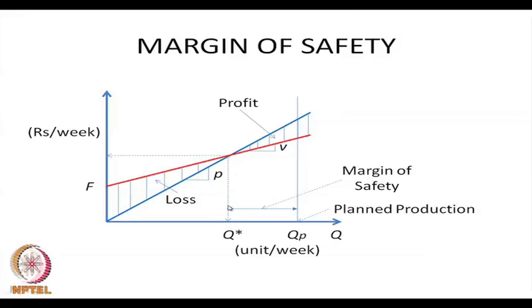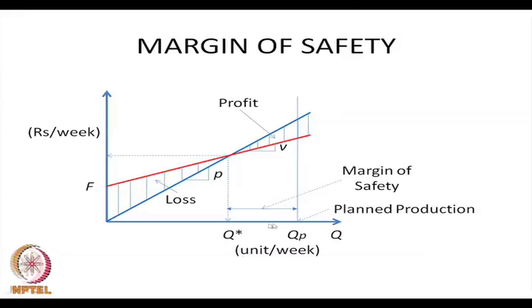Suppose the company has decided to produce QP, then this difference between QP minus Q star is known as margin of safety. If for some reason, let us say material is not available and therefore QP cannot be realized, one cannot produce QP, it will produce less. Still we are operating, the firm is operating in a zone which is higher than Q star, it can still make profit. So, the margin of safety is here.